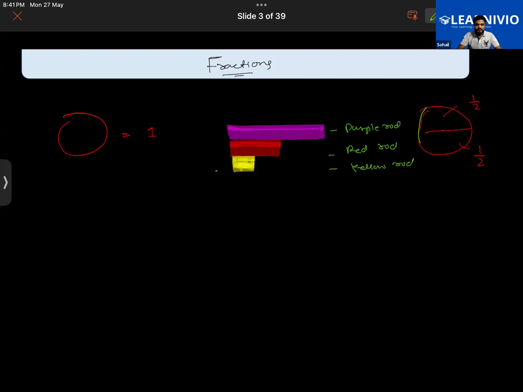What did you say? See, we have got three rods: purple rod, red rod, and yellow rod. If I were to find out what would be the half of this purple rod, this would be this red rod. Getting this or not? If I were to ask you what would be the half of the red rod, that would be this yellow rod, isn't it?